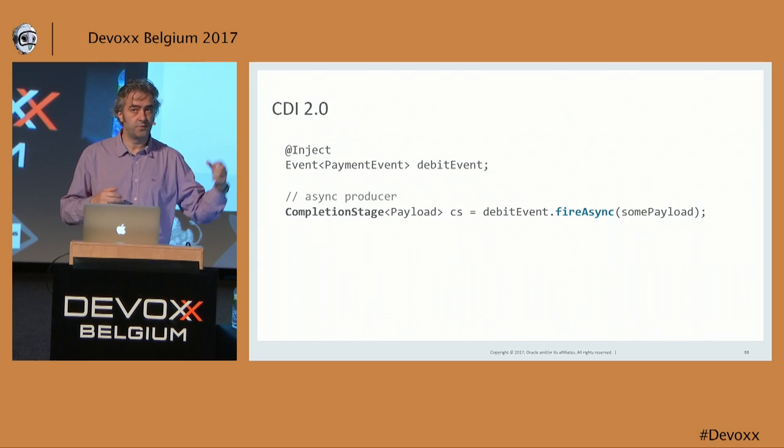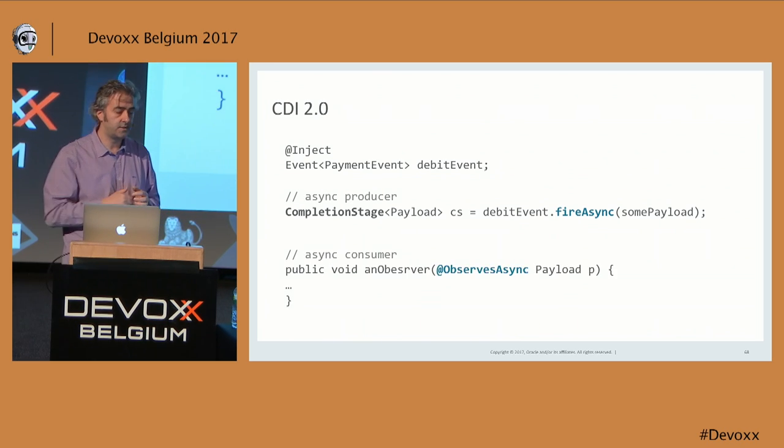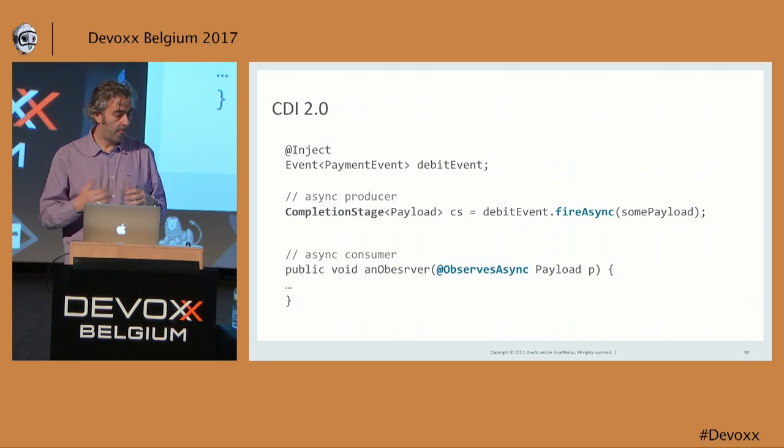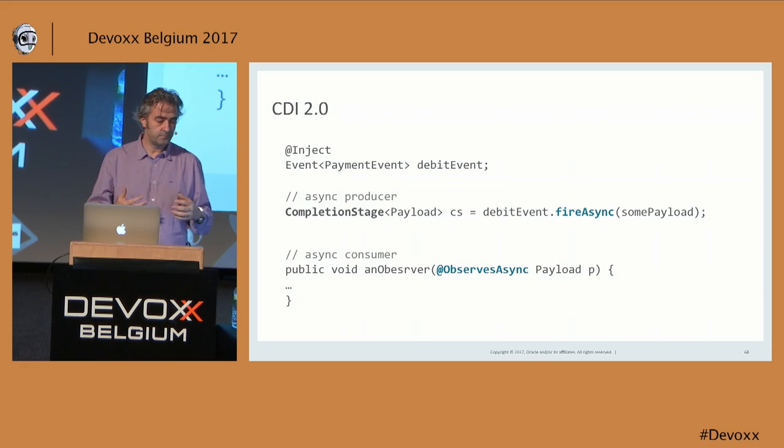This was asynchronous. So you fire the event, and in the same thread, you are consuming the event. In CDI 2, we have async event. So it works exactly the same way. You see that this time I'm using the fire async method. So I want to fire this method in an async fashion.